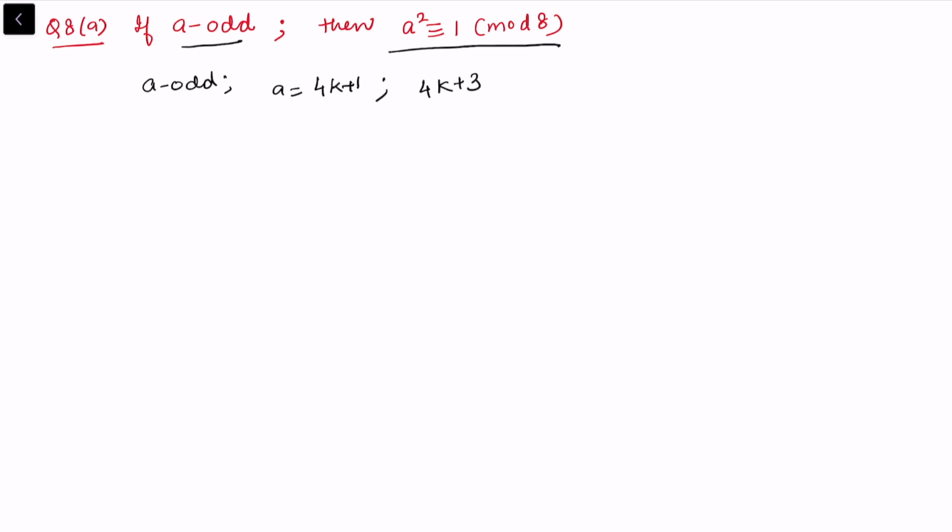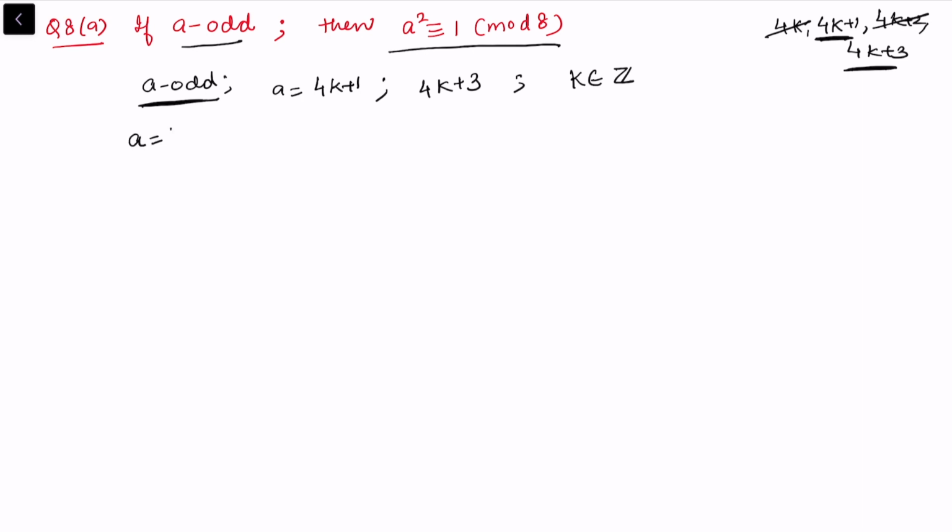If I'm just considering a to be in a class when it is divided by 4, we'll have four possibilities, 4k, 4k plus 1, 4k plus 2 and 4k plus 3. Now these two are even, so I'm going to drop them. Only 4k plus 1 and 4k plus 3 are the cases when they will become odd. So whenever a is odd, I have considered a as 4k plus 1 and 4k plus 3, k belonging to the integers.